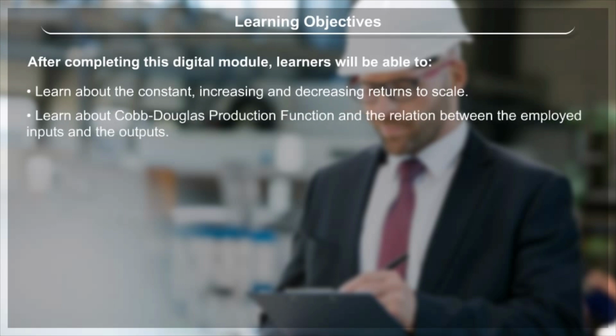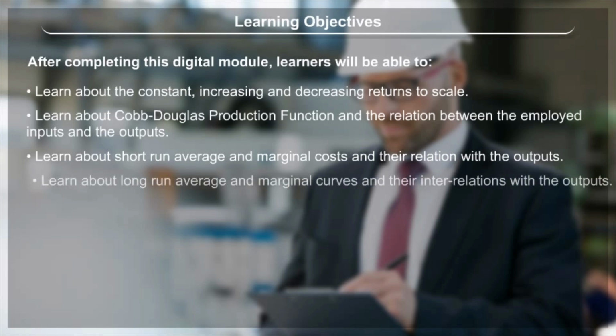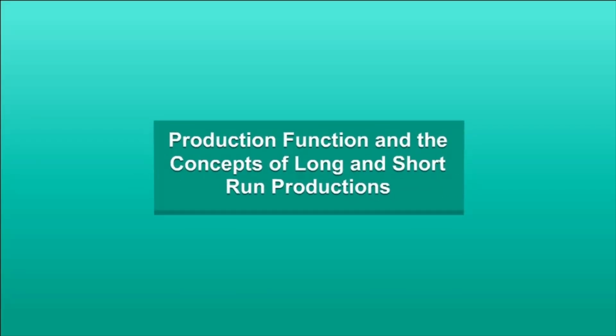Learn about Cobb-Douglas production function and the relation between the employed inputs and the outputs. Learn about short-run average and marginal costs and their relation with the outputs. Learn about long-run average and marginal curves and their interrelations with the outputs. Production function and the concepts of long and short-run productions.